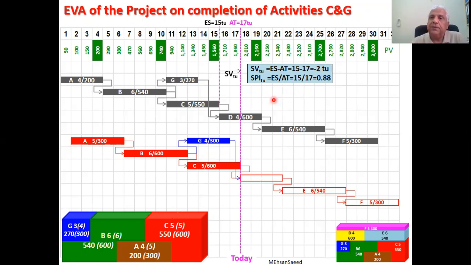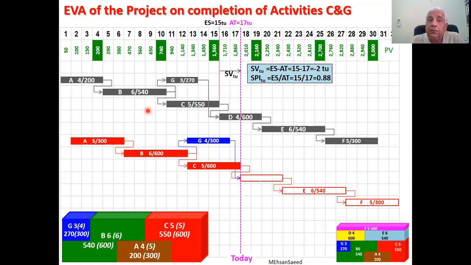The next thing to do is find out planned value. Well, our cost baseline instantly tells us that the planned value is 1,860. But let's work it out. What were we expected to achieve as of today?